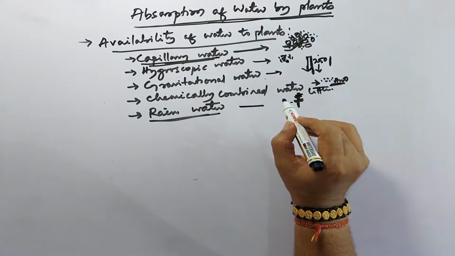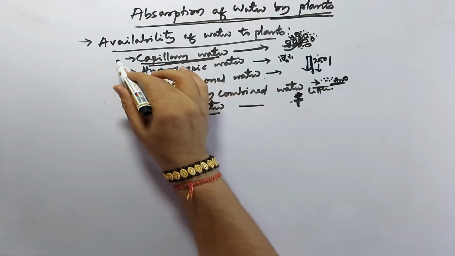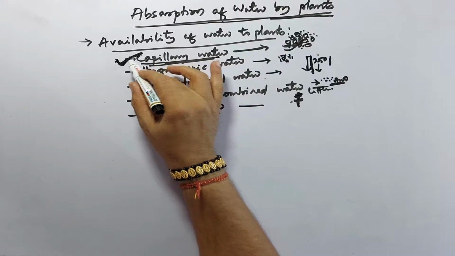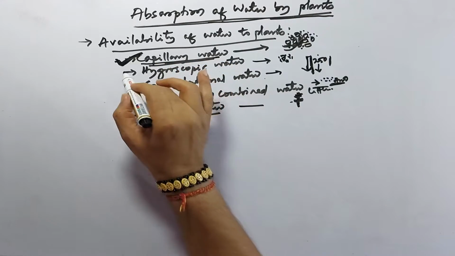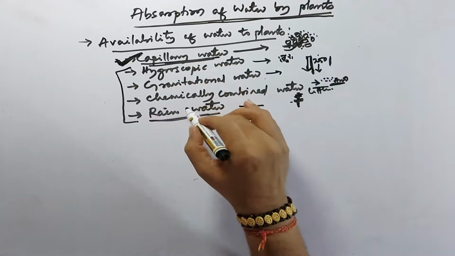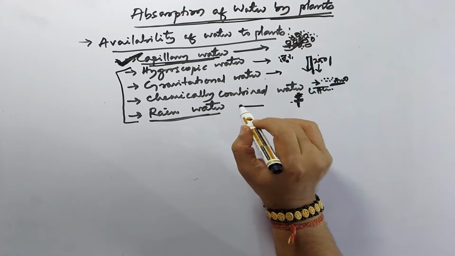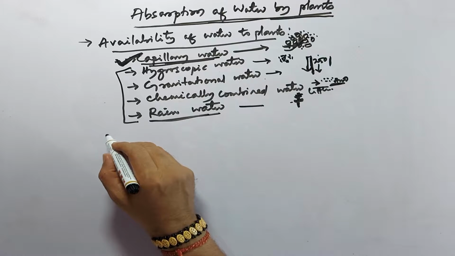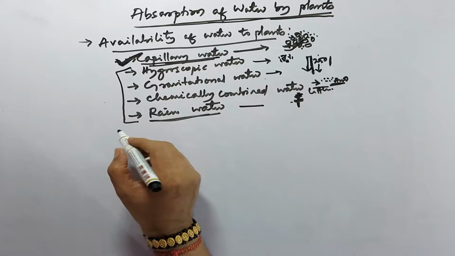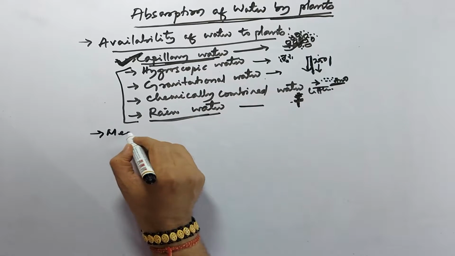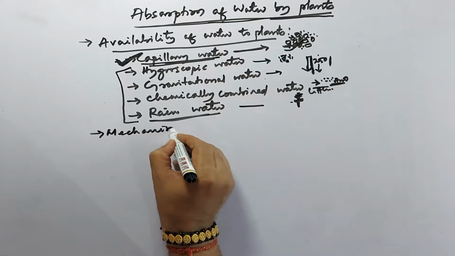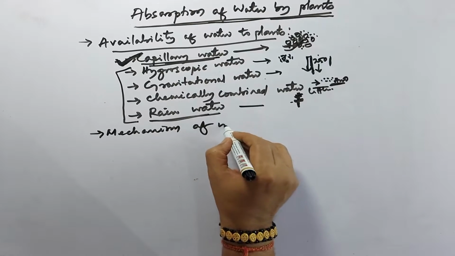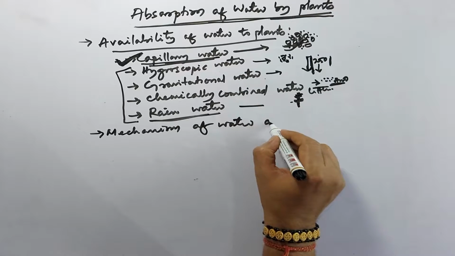So out of these 5 sources, mainly capillary water has a more significant role, and all the other sources have very little importance. Now we will discuss the mechanism of water absorption.